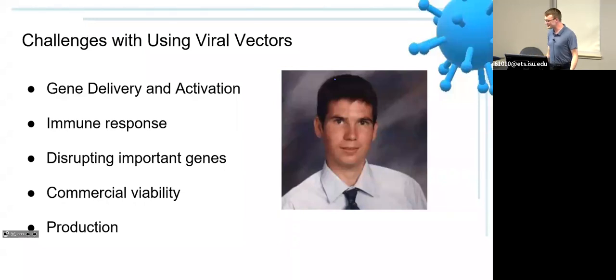Jesse Gelsinger, in 1999, participated in a clinical trial to try and cure his genetic disease. It was a minor genetic disease. I think he was 12 years old. They injected him with a viral vector, and 3 days later, he was dead. His immune system overreacted to it. He had a complete system-wide immune response, and it killed him.